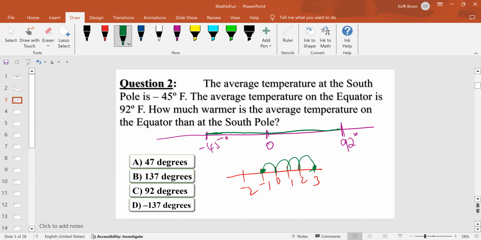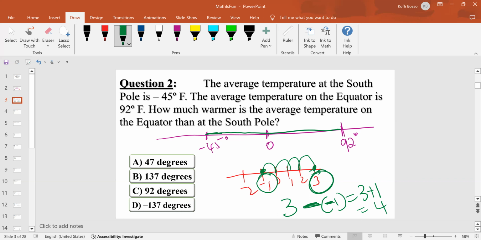Okay, but from negative 45 to positive 92, if you wanna count it one by one, that could take a lot of time, or you can mess it up. But counting here means what? You take this last number here, which is 3, minus the first number, which is -1. Okay, so this is the same as what? 3 plus 1, because the 2 negative signs change it to positive, and that gives you 4.